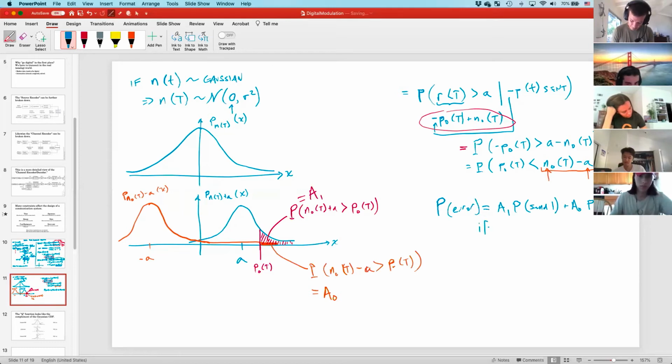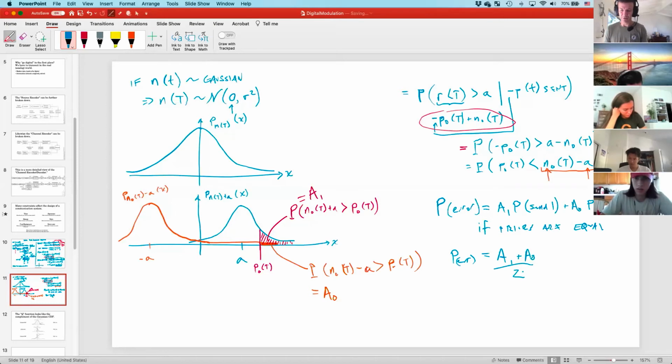Okay, so if the priors are equal, then the error probability is simply half of this sum. Because they're both 50-50, you factor out a 1/2 and you get area 1 plus area 0. Does area 1 include area 0, or is it excluding? It would include. Yeah.